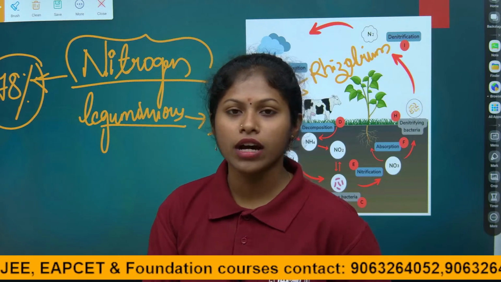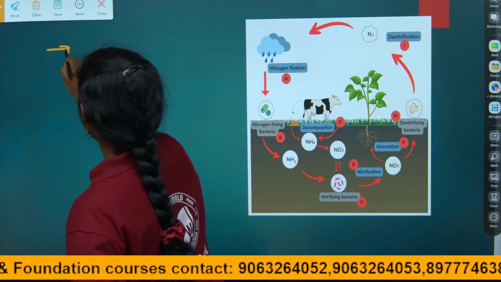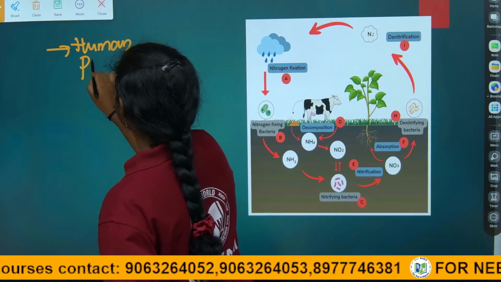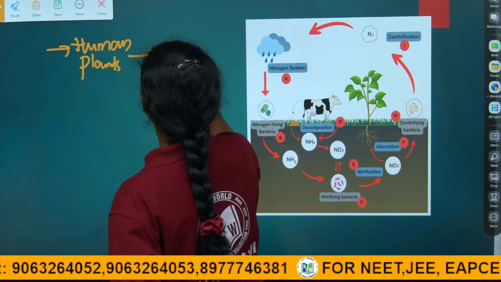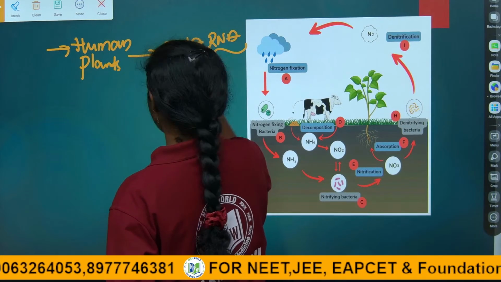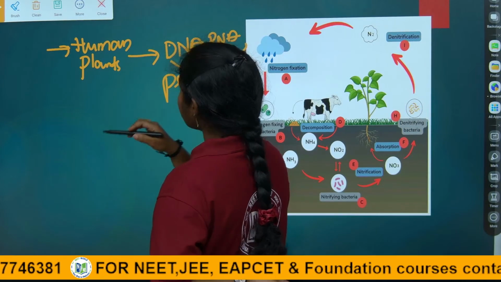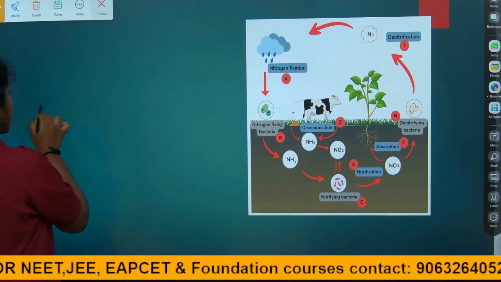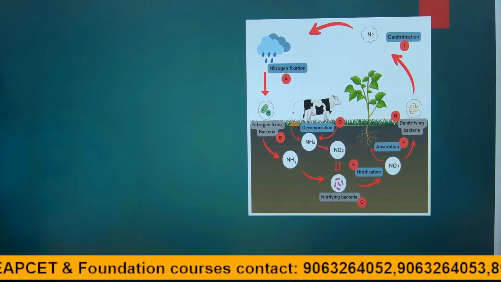Why is nitrogen required for humans, plants and animals? To synthesize DNA and RNA, which are nucleic acids, as well as proteins and amino acids. How does nitrogen fixation happen? There are two types: lightning and biological fixation.